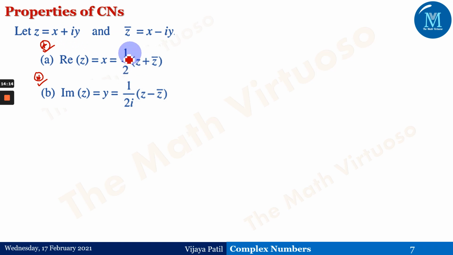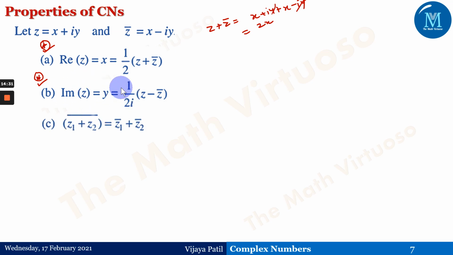You can easily find it out. Suppose, for example, I have to find this particular x. z plus z conjugate will give x plus iy plus x minus iy; plus iy and minus iy will go off, and I'll remain with 2x, and therefore x is equal to 1 by 2 times (z plus z bar). Similarly, you can check with the imaginary part. Even (c): z1 plus z2, the conjugate is equal to z1 conjugate plus z2 conjugate.